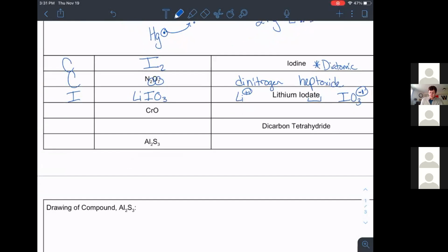The next one, we have chromium and oxygen. Chromium is a metal, which makes this ionic. And chromium is also a transition metal, so we have to figure out its charge. So we have oxygen with a -2 charge. And since we have one chromium, it has to have a +2 charge. So we have chromium 2 oxide.